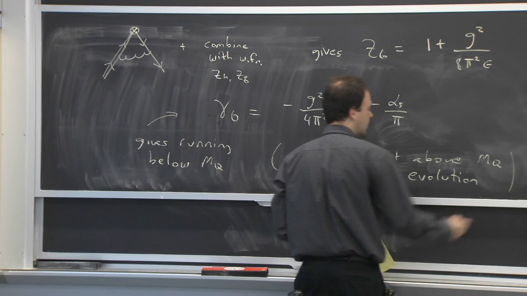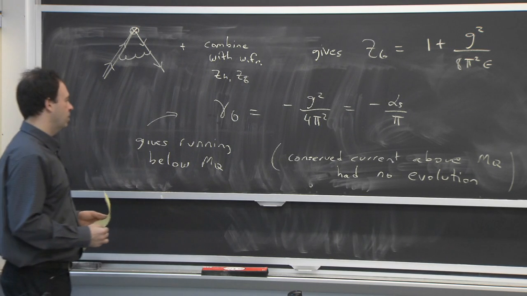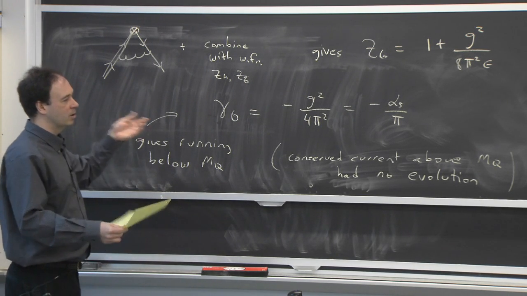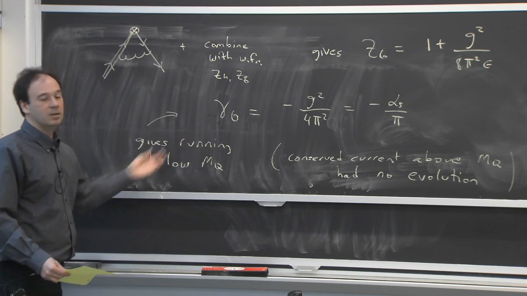So there are additional logs, and that's because MQ is now being treated as infinite. Things that, from the point of view of QCD, were logs of MQ have now become UV divergences, and that gives an extra anomalous dimension.